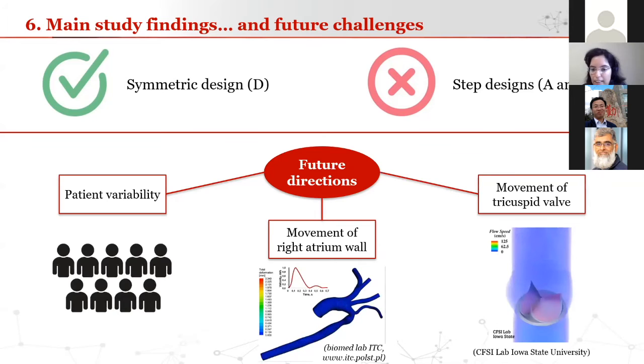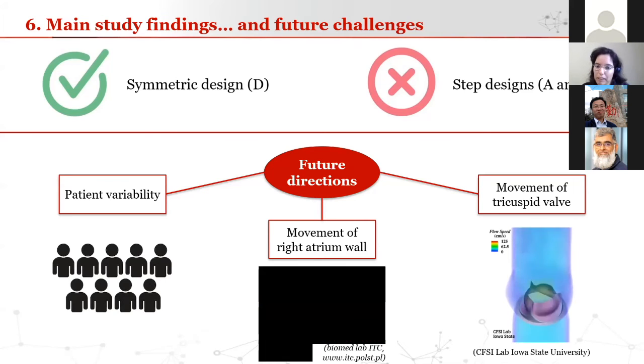And then in the same idea, we should also account for movement of the tricuspid valve. So the valve was kept not modeled, but in reality, it would look something like this. So this is another, different heart valve. It changes the blood flow profiles. So we need to account for these different aspects in the future.